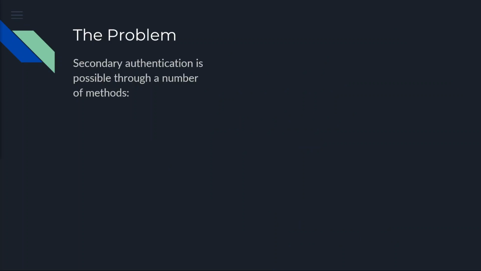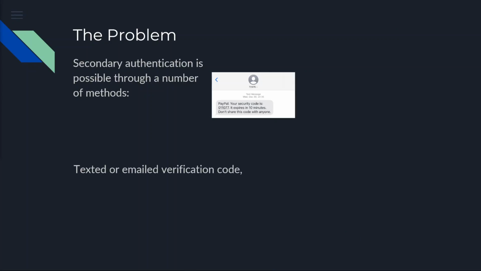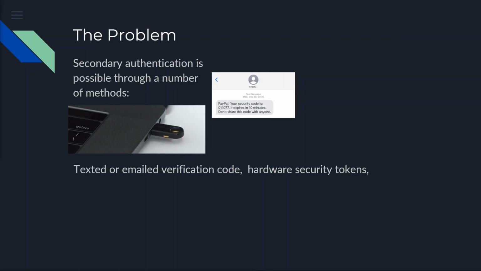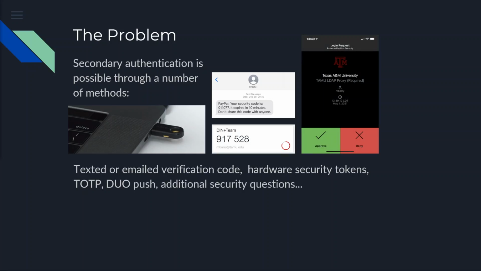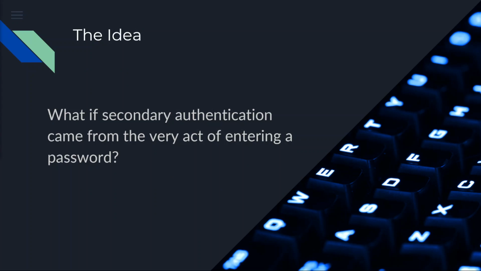Everyone is familiar with secondary authentication like texted or emailed verification codes, hardware security tokens, time-based one-time passwords, Duo Push, or more security questions, but all these methods rely on an additional step, which can be just another point of failure. So what if the very act of entering a password provided the secondary authentication?